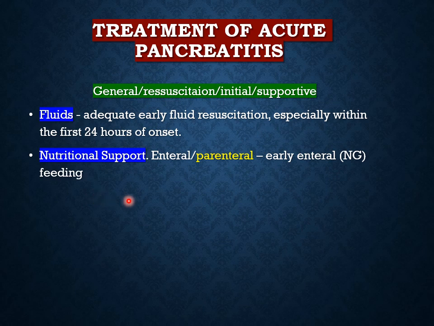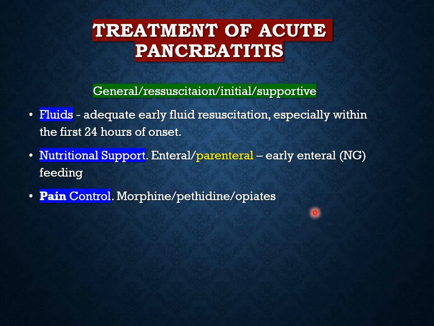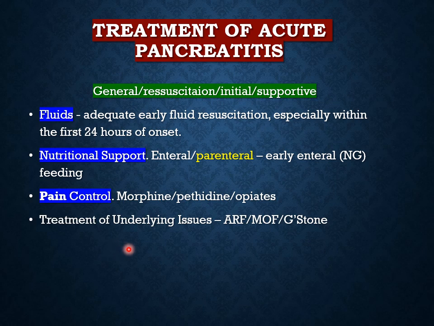Pain control, usually they need opiates, morphine and other opiates. Treatment of underlying cause, and if other organs are involved, then you give supportive treatment. It's a multidisciplinary management. Acute renal failure may need hemodialysis. Multi-organ failures, and the gallstone must be treated, removal of the gallstone. Drugs: somatostatin, which decreases the secretion of the pancreas. Nowadays you have the synthetic version known as octreotide.